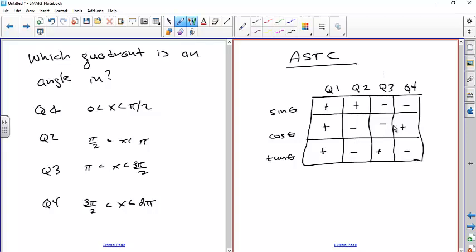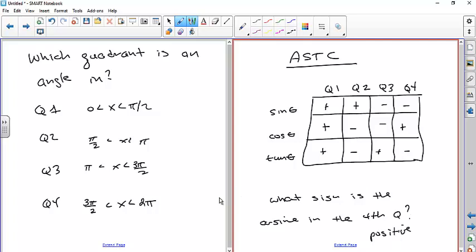So if I asked you what sign is the cosine in the fourth quadrant, I'd go over to this table and I'd say, okay, here's cosine, the answer is positive. So this is important to know.